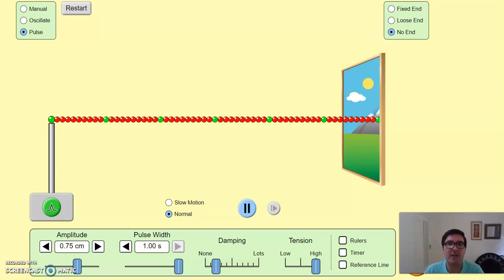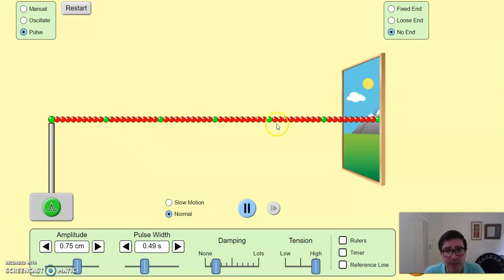Hi guys, so in this video we are talking about transverse pulses. Now you must be wondering, what does transverse mean? Now to illustrate it, I'm going to generate a pulse in this string of beads.